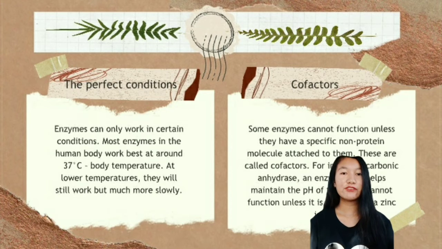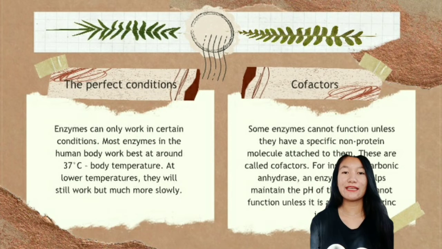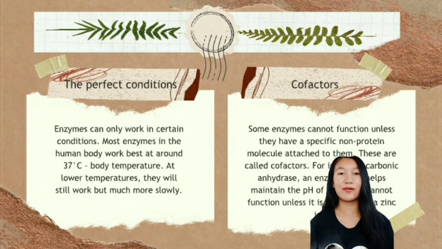If the temperature is too high or if the environment is too acidic or alkaline, the enzyme changes shape. This alters the shape of the active site so the substrates cannot bind to it. The enzyme has become denatured.